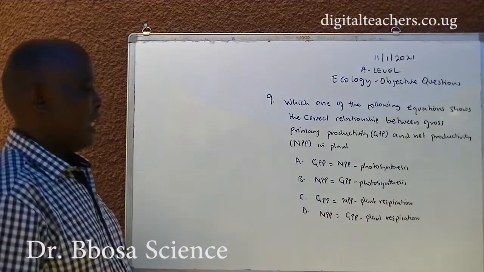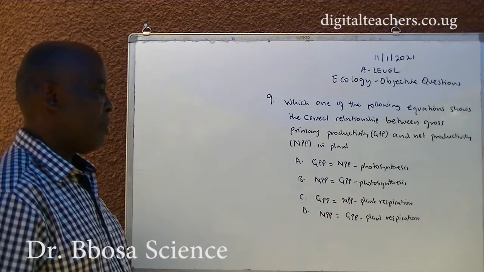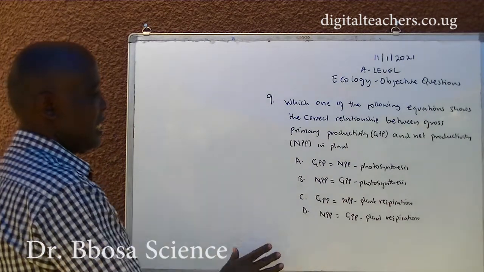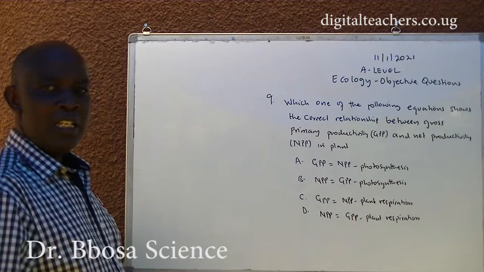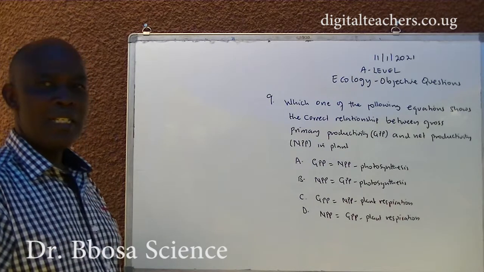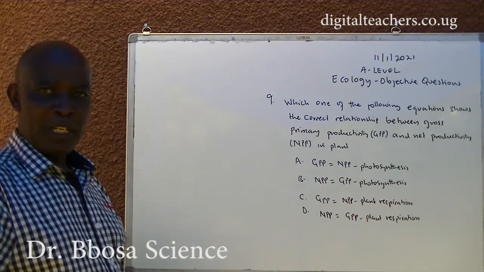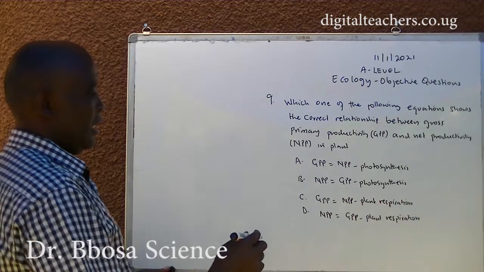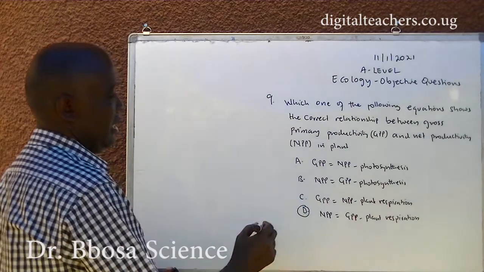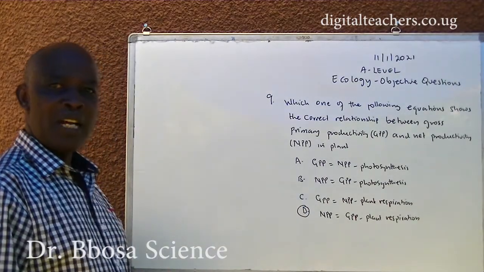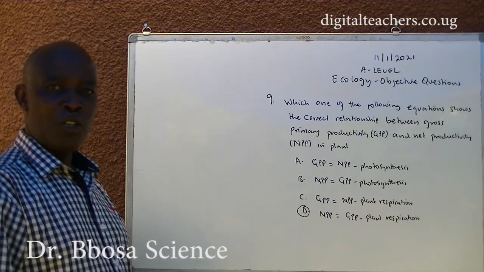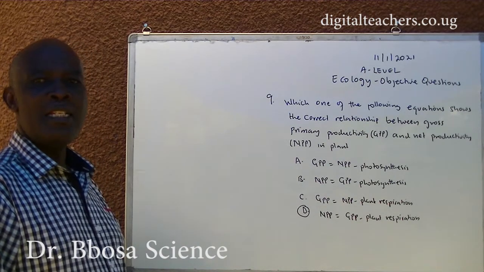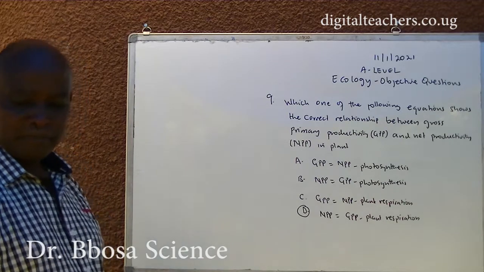C. GPP is equal to NPP minus plant respiration. D. NPP is equal to GPP minus plant respiration. You can pause and answer. The answer is D. Net primary productivity is equal to gross primary productivity minus plant respiration.